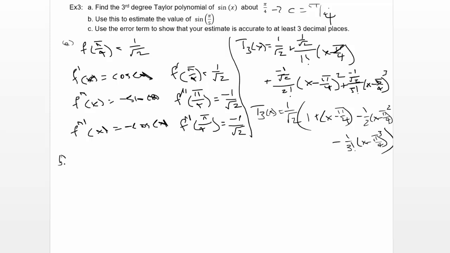Part B, this is easy. Part B says use this to estimate the value of sine of pi over 5. Well, sine of pi over 5 is approximately our Taylor polynomial when I plug in pi over 5, which is simply replacing all the x's with pi over 5. So I typed that in my calculator, and I got the following decimal, 0.5878.